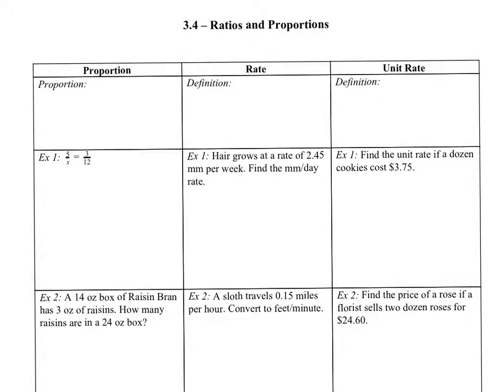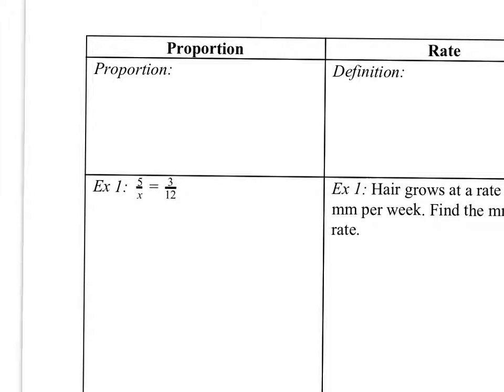A proportion is two equal ratios. So a proportion looks like this: A over B equals C over D. A ratio is just dividing two numbers. Sometimes you can write a ratio like this: A is to B, or you can write it as a fraction, or A to B. So a proportion is two equal ratios.